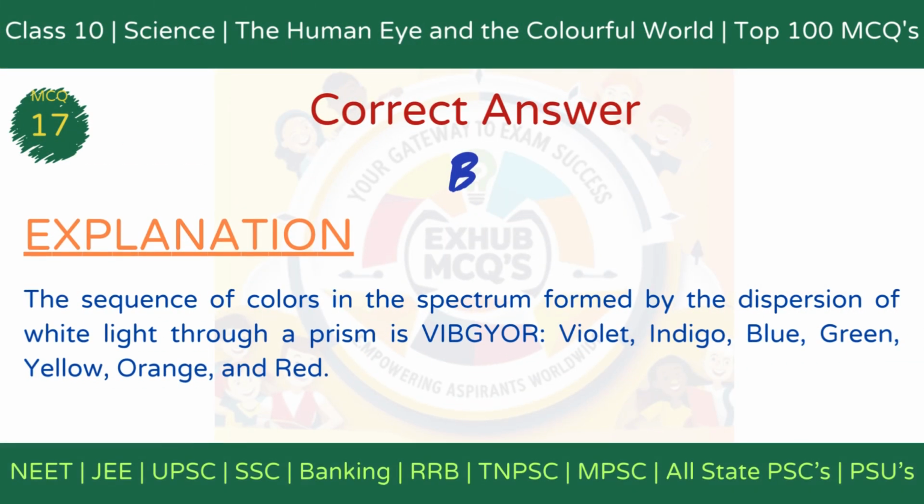The correct answer is option B, VIBGYOR. The sequence of colors in the spectrum formed by the dispersion of white light through a prism is VIBGYOR: violet, indigo, blue, green, yellow, orange, and red.